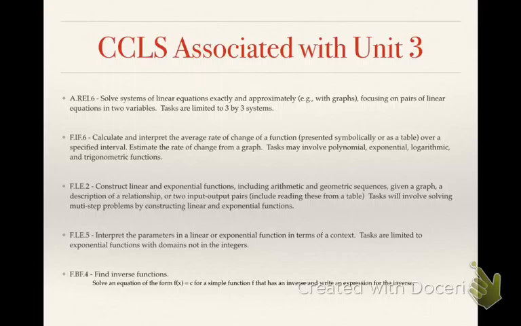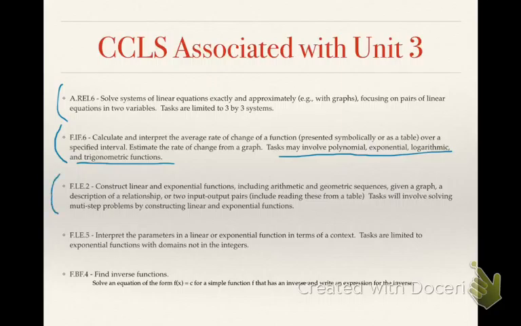And there are 5 Common Core standards associated with this unit. Essentially, one of them is solving a 3x3 system of equations, or solving them graphically. So 2 equations, given the graph, use the calculator to find the intersect points. Then calculating the average rate of change. You could be given either a table of values, or the graph, or the equation. And they may involve any kind of function: polynomial, exponential, logarithmic, trigonometric functions, and so forth.